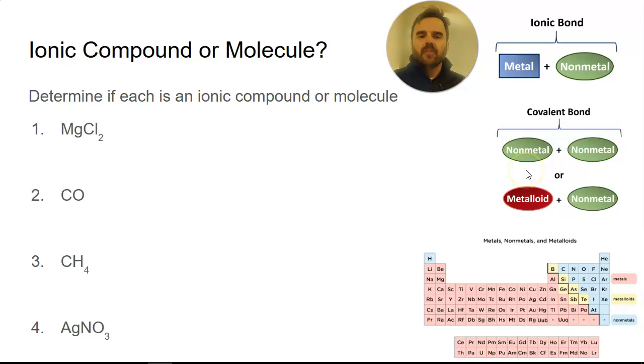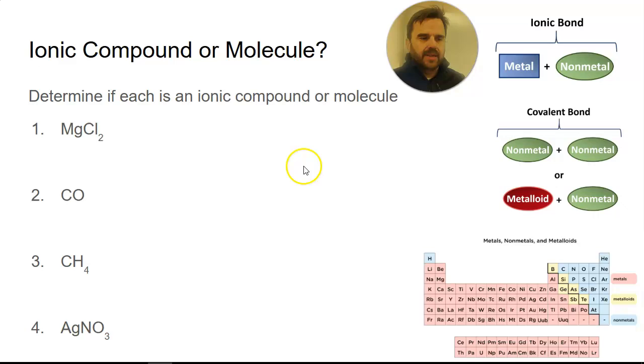Okay, and then molecules or covalent compounds are between a nonmetal and a nonmetal, or sometimes between a metalloid and a nonmetal. Okay, so go ahead and look through these and see if you can tell which ones are compounds and which ones are molecules. I'm going to have you answer each of these, except for the last one. I'm just going to show you this because it might confuse you. But everyone else, 1, 2, and 3, I'm going to have you answer, and then we'll come back and I'll tell you what I got on those.